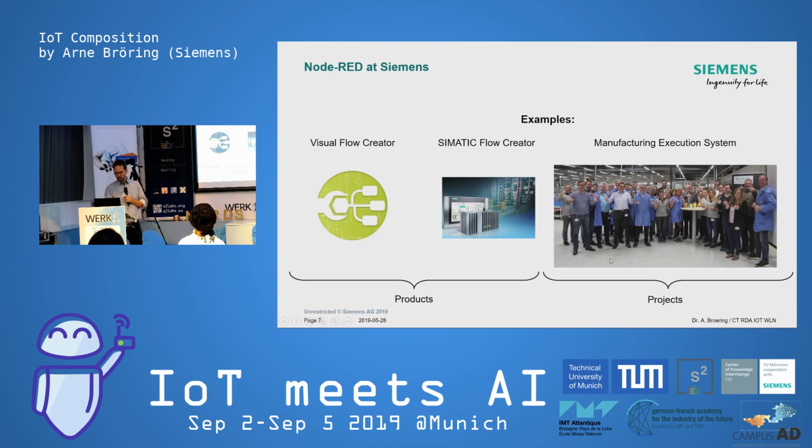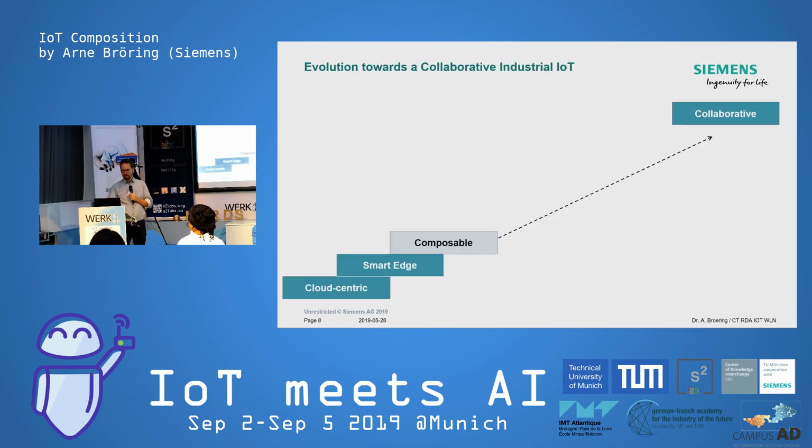And we also have projects in Siemens. This is one example, a manufacturing execution system based on Node-RED. There the flows don't look this small and tiny as you've seen, but they are huge flows of data controlling all kinds of things in the manufacturing shop floor. Okay, so that's the idea of composing applications with IoT.